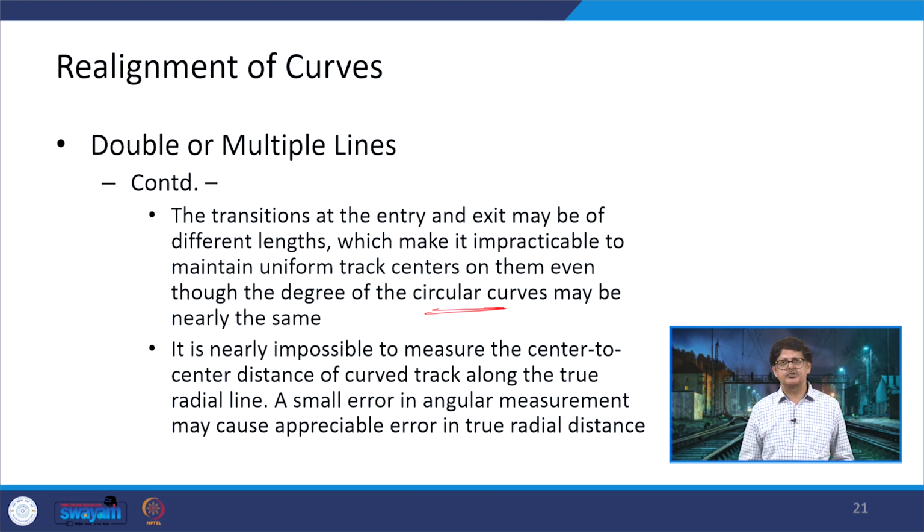It is nearly impossible to measure the center to center distance of the curved track along the true radial line. Any small error in the angular measurement may cause appreciable error in the true radial distances.